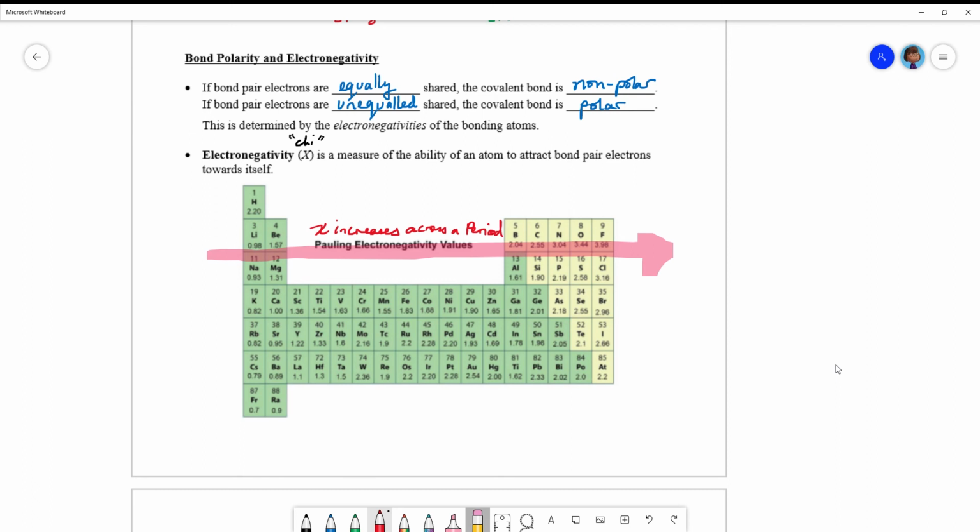Meanwhile, if we go from top to bottom down a group, so boron, say aluminum, gallium, indium, thallium, well, for the most part, and there are going to be some variations, what we see is a decrease in values going down a group. So down a group, the general trend is electronegativity decreases.